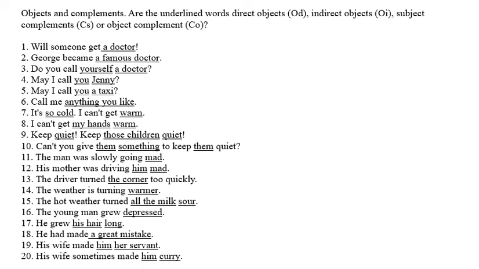Okay. A couple of examples with madness. So number 11, the man was slowly going mad. That means the man was becoming mad, right? So this is a description of the man. The man is clearly the subject. So mad here is a subject complement.